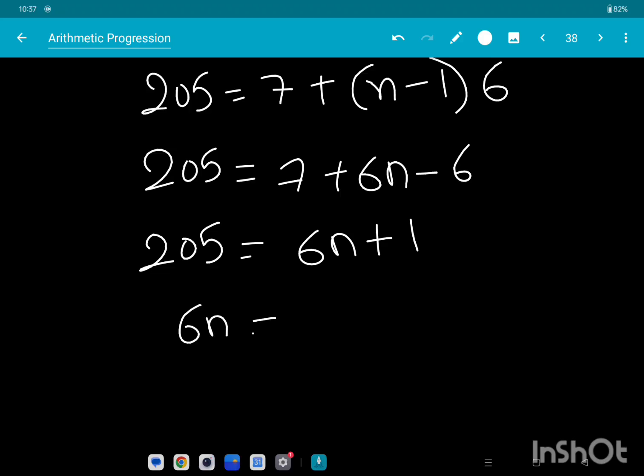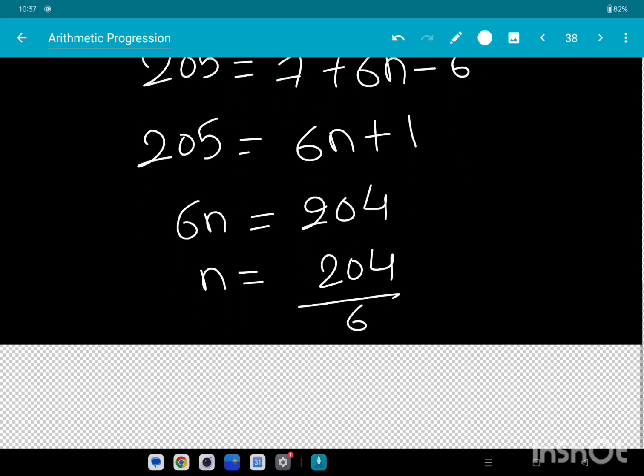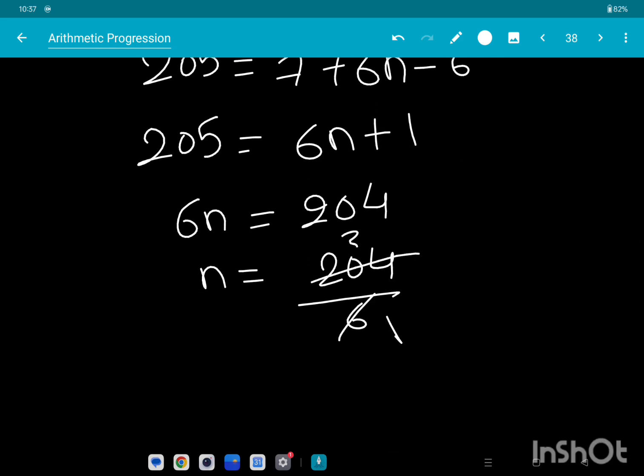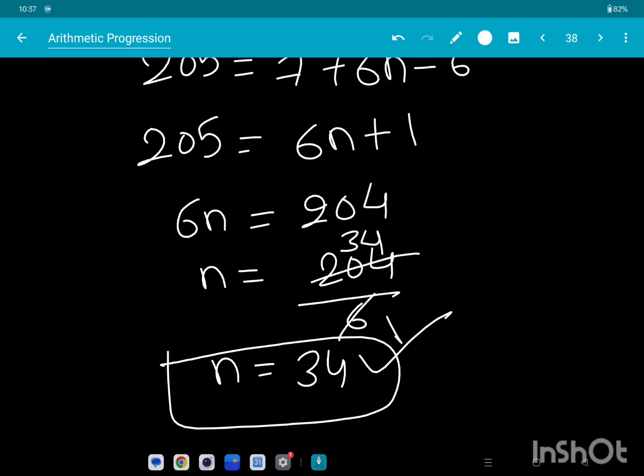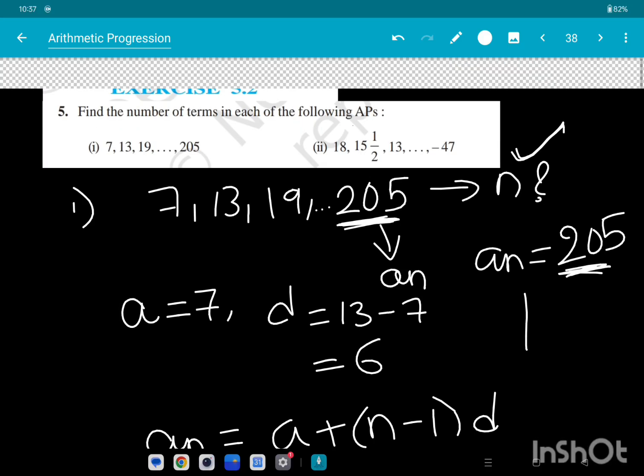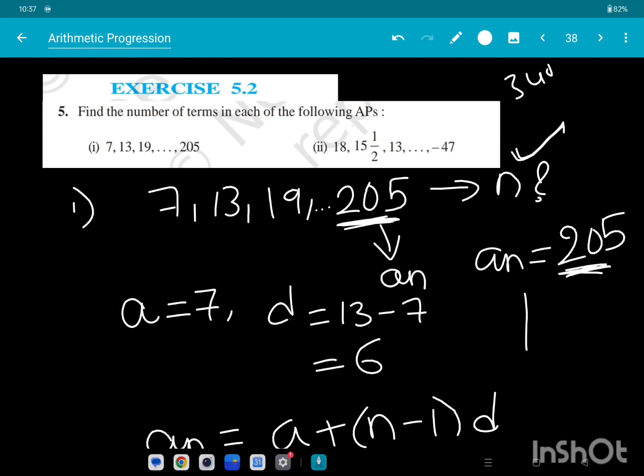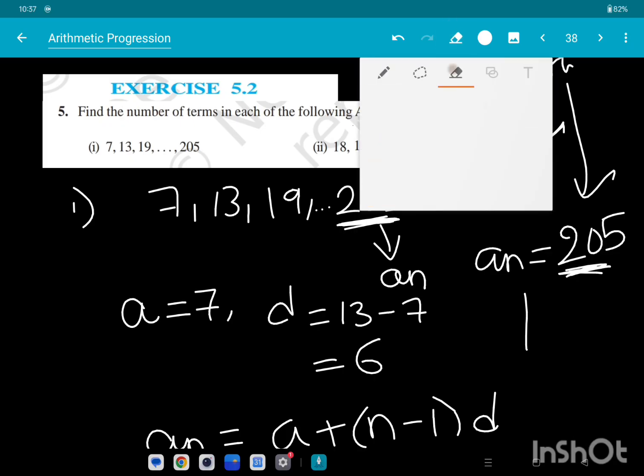So if I solve this, 6n is equal to 204. n is equal to 204 divided by 6. Now cancel. 6 1s are 6, 6 3s are 18, 6 4s are 24. n is equal to 34. So how many terms are there in this AP? 34 terms are there in the AP, and the 34th term is 205. Now we will see the next problem in this question only.